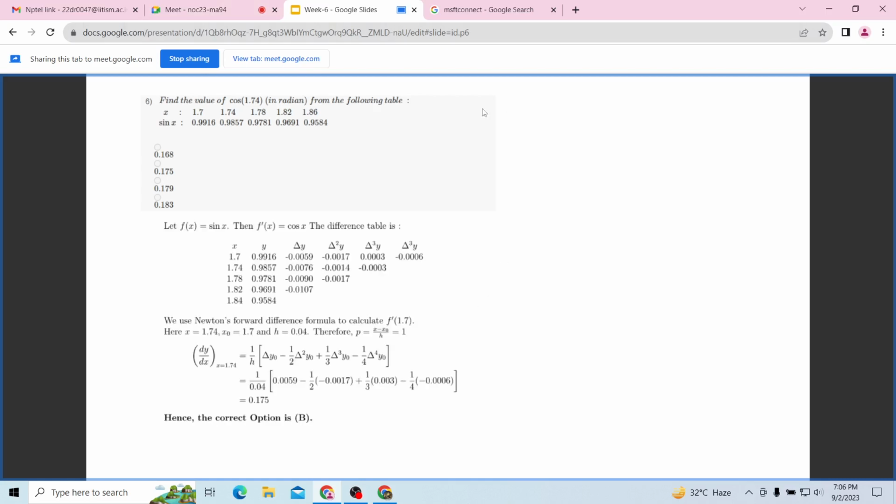So here, just take f of x as sin x. So f dash x will be cos x. So we have to calculate f dash at 1.74. So you will get cos of 1.74, right? So first you will find the difference table. So we are using forward difference formula. So calculate the forward difference table.